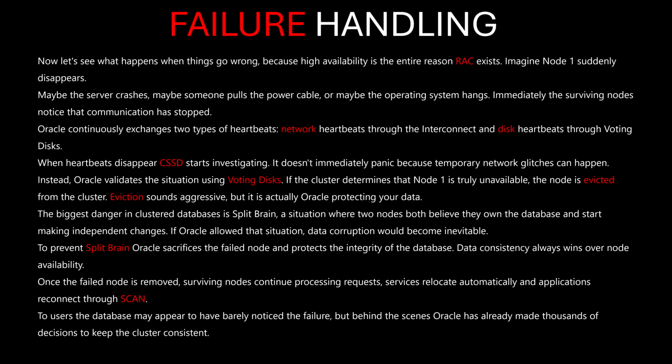Eviction may sound harsh, but it protects data integrity. The biggest danger is split brain. Split brain occurs when multiple nodes believe they own the same database and begin making independent decisions. To prevent this, Oracle removes the unhealthy node and protects consistency. Data integrity is always more important than keeping every node online. Once the failed node is removed, surviving nodes continue servicing requests and users reconnect through the available services. This is how RAC delivers high availability while protecting consistency.